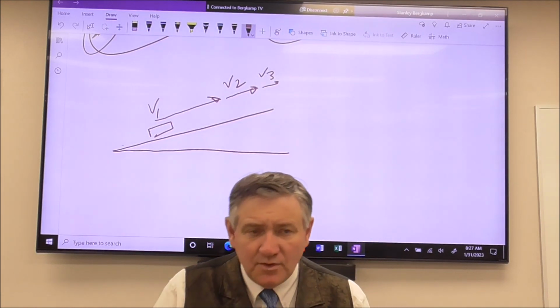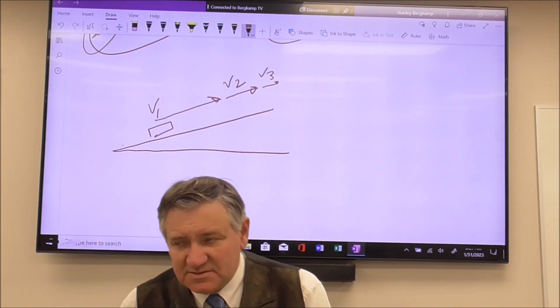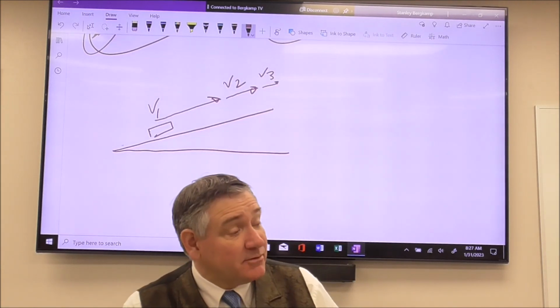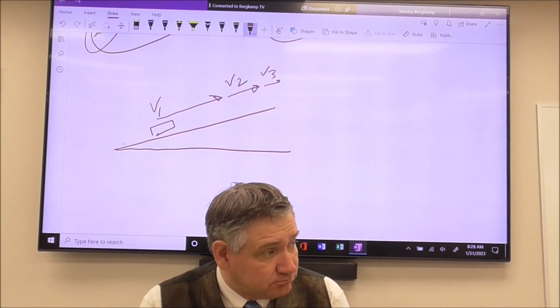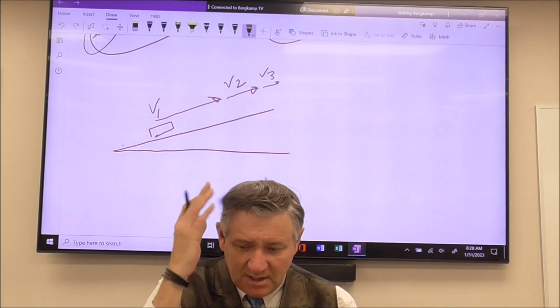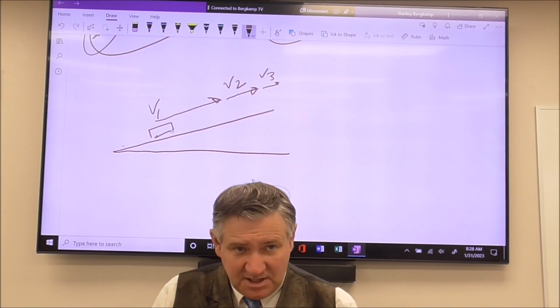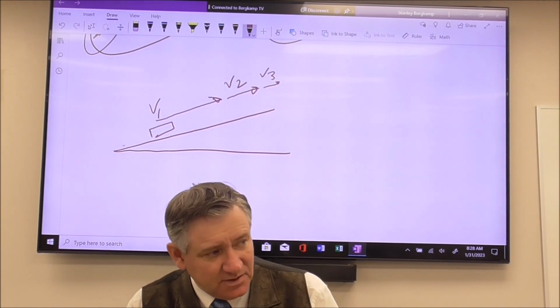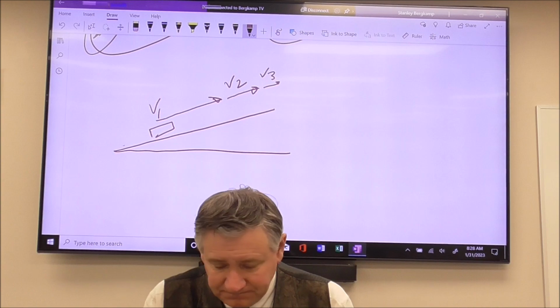Now, on the way down, what are those velocity vectors going to do? They're going to get bigger. And which direction are they going to point? Down. There you go. Now, here's the deal. As soon as you see velocity vectors changing, you're accelerating. So your acceleration vectors can only do one of 2 things for now.